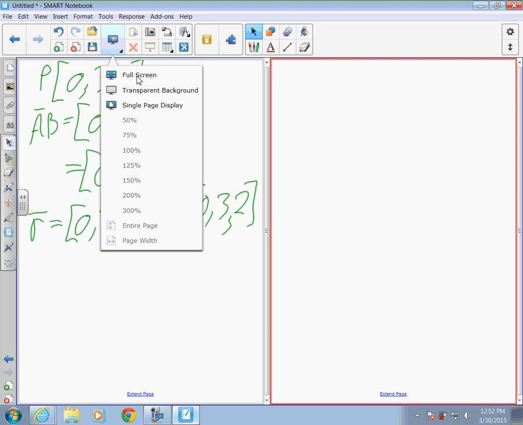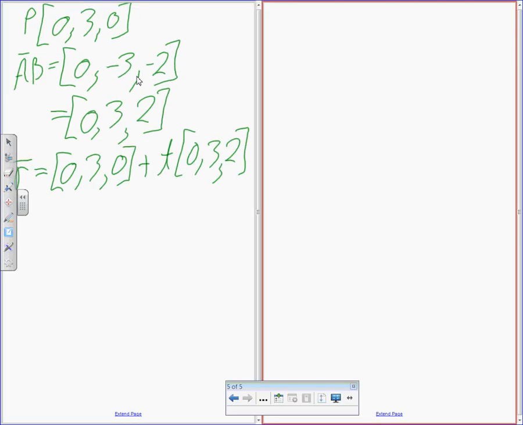Today's lesson is called the scalar equation of a plane. Okay, vector equation and parametric equation were good, but scalar equation is even better because it was totally algebraic.